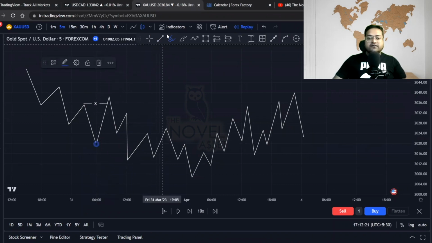After the confirmation of the lower low, price will create some swings in the market and then will try to break the major structure towards the downside, because the direction is still towards the downside in the market.